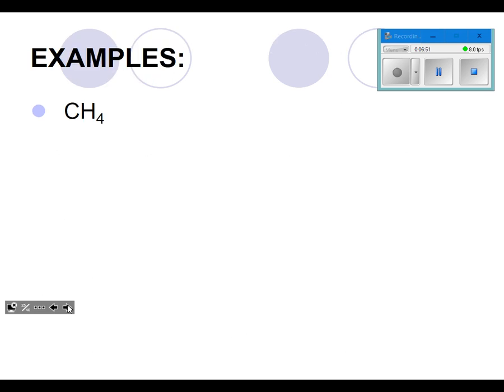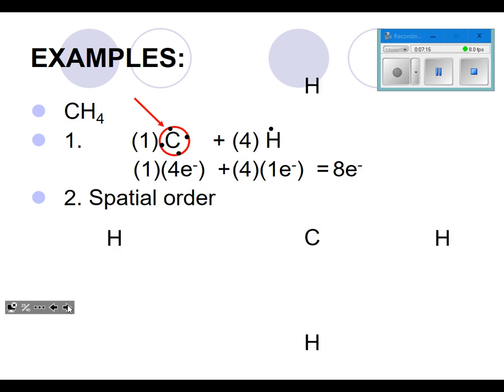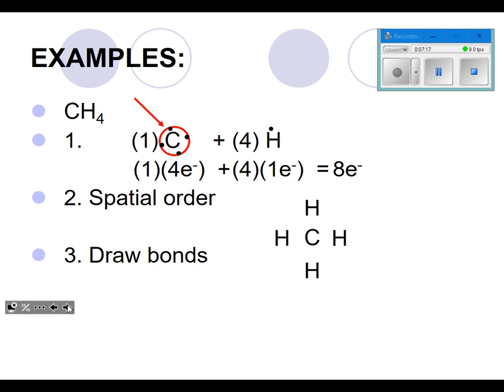So CH4. First of all, count the number of valence electrons. Carbon has 4, hydrogen has 1, but there's 4 atoms of hydrogen. So 1 times 4 and 4 times 1 is 8 electrons. Step 2, draw it spatially. The one with the fewest is carbon, so it goes in the center, and then arrange the hydrogens around it. Step 3, draw covalent bonds between the elements. So we draw bonds. Step 4, octet rule.